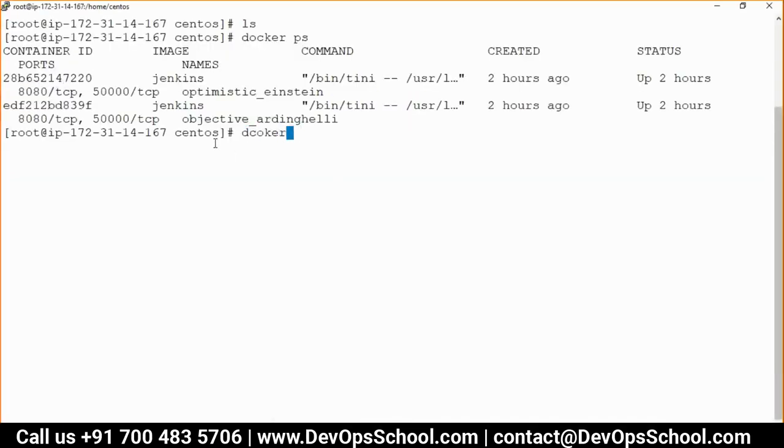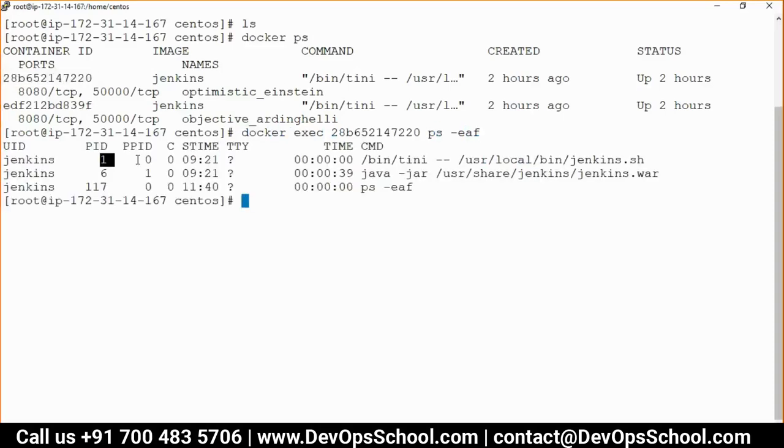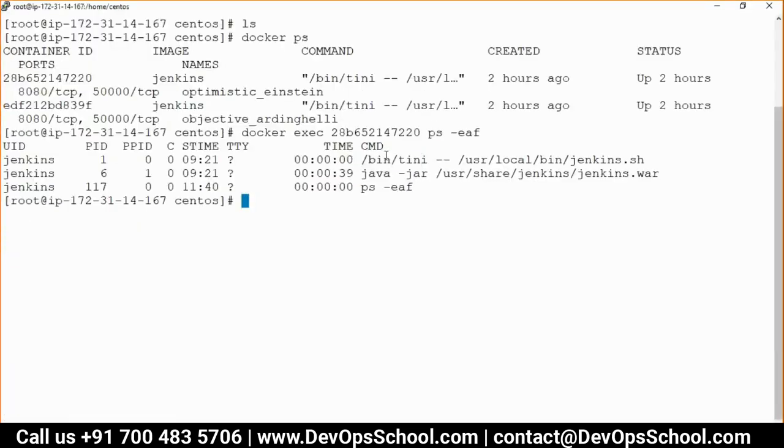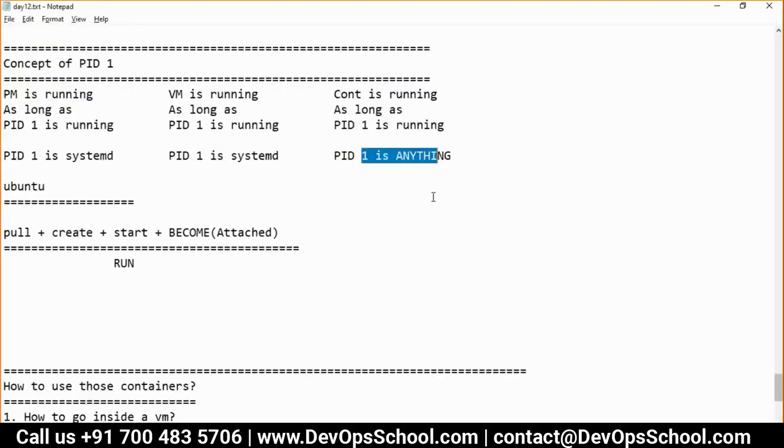Then I ran this command, container ID, ps -a. My PID1 is Tini, which is proved by this point. So PID1 can be anything inside a container. It can be Tini, Perl, Python, Java, Nginx, Apache, anything. This is the executable because of which that container is running. Parameter 1, parameter 2. This is PID1. So this line is hidden.